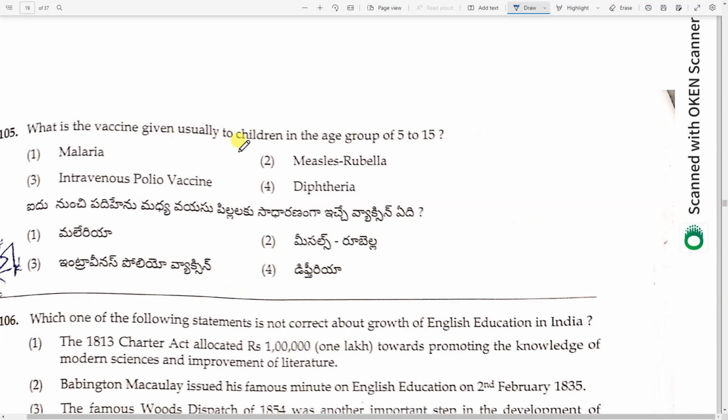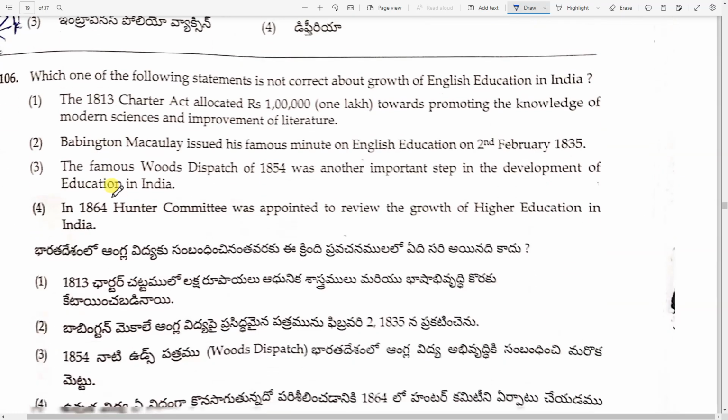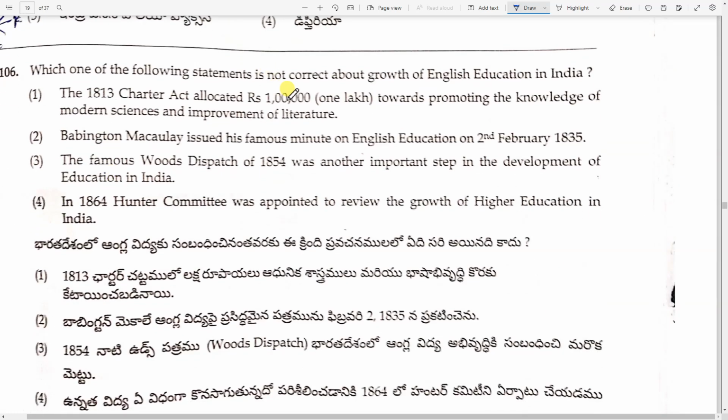What is the vaccine given usually to children in the age group 5 to 15? So it is diphtheria.